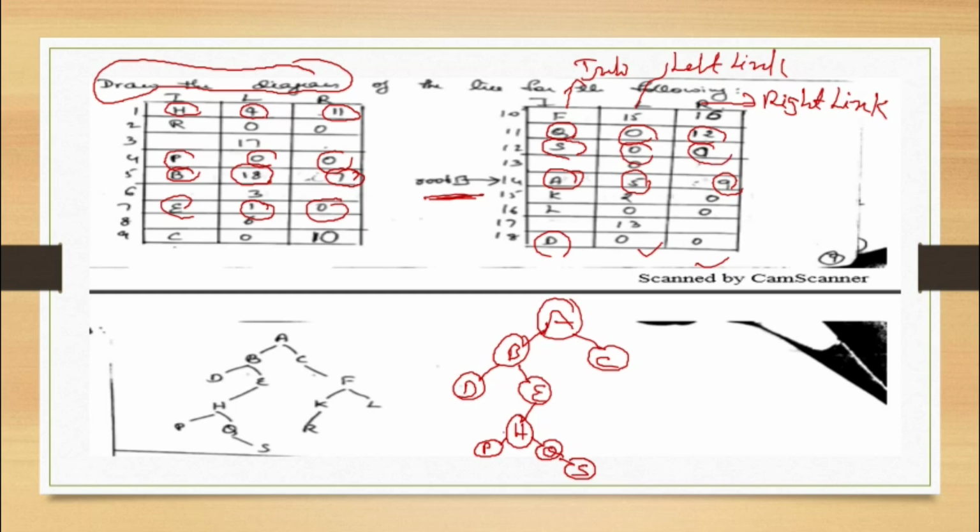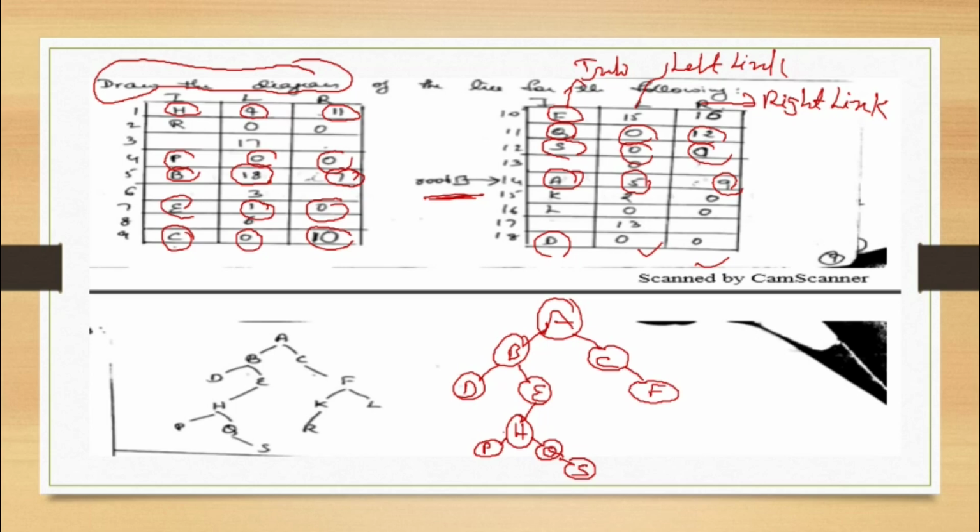Next, we have to go back to our C, which is there in the ninth location. We have processed the left of A. Now we have to process the right of A. In the right of A, what do you have? You have C. If you go to the left link of C, it is 0. It doesn't have any left child, but it has a right child at location 10, which is F. So you can draw F.